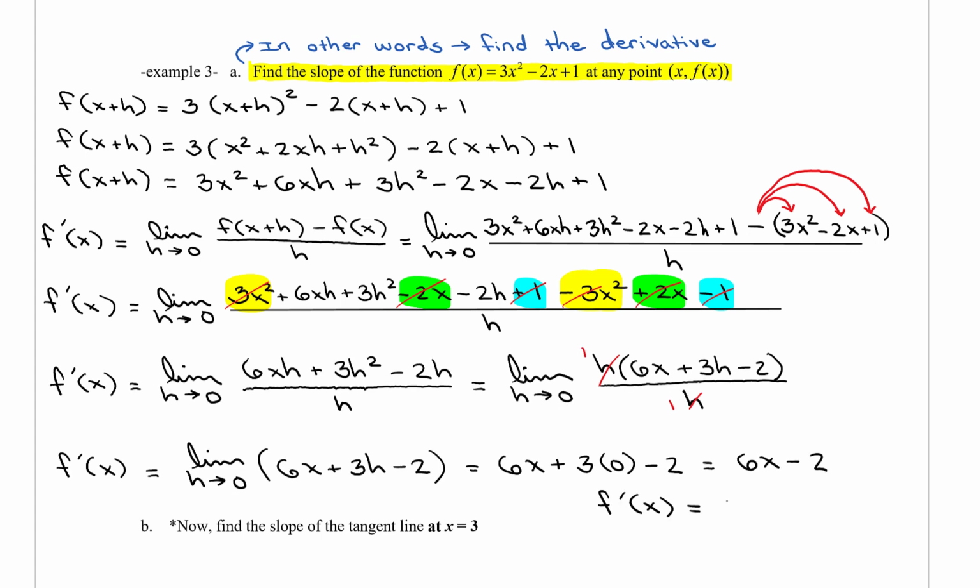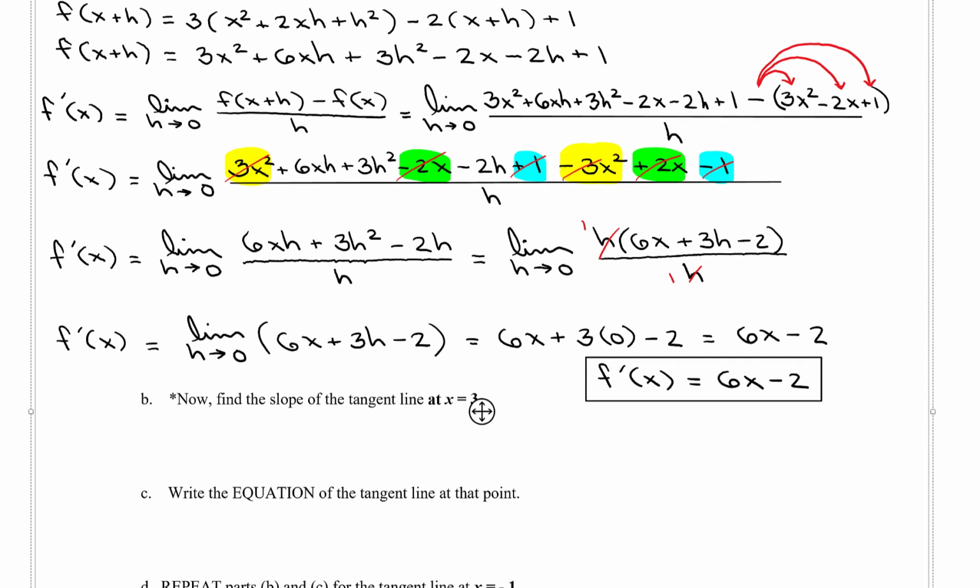So f prime of x equals 6x minus 2, and I'm just going to go ahead and box that in. That's going to be our answer for part A. Part B says, now find the slope of the tangent line at x equal to 3.